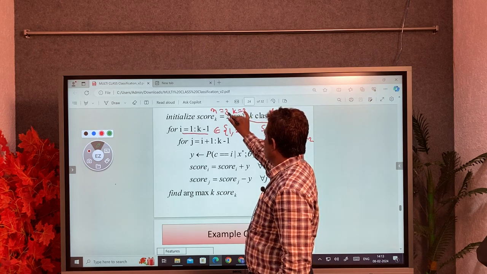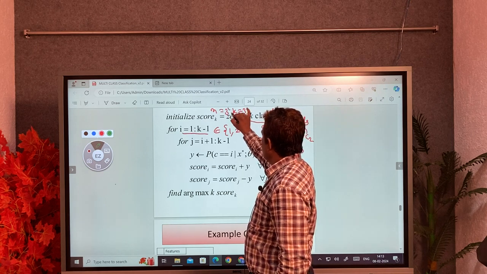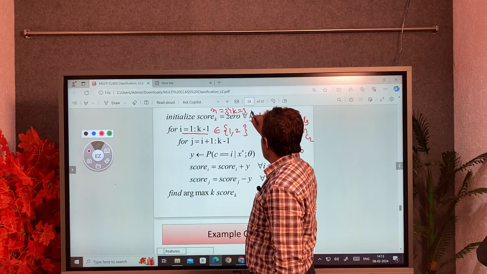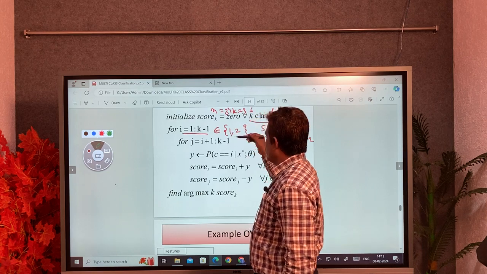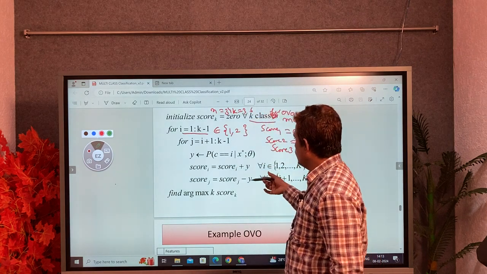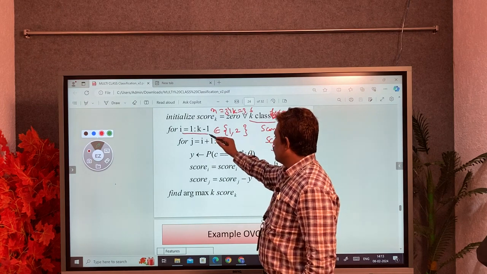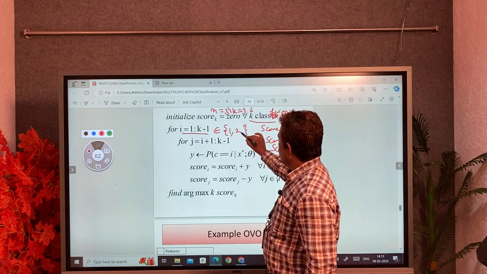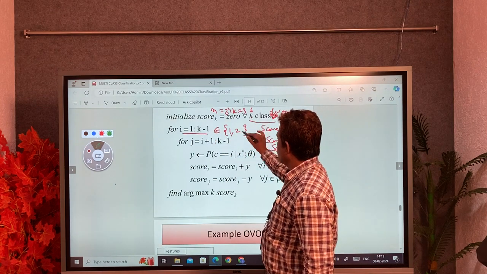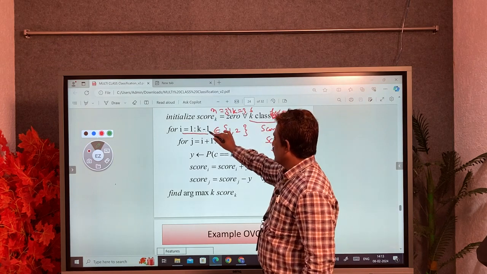Suppose n is 4, then we will get 4C2, that is 6. It belongs to 1 to 6, but we are discussing 3 classes. So for i equal to 1 to nC2, here we will get 3, so k minus 1, 3 minus 1 is 2.